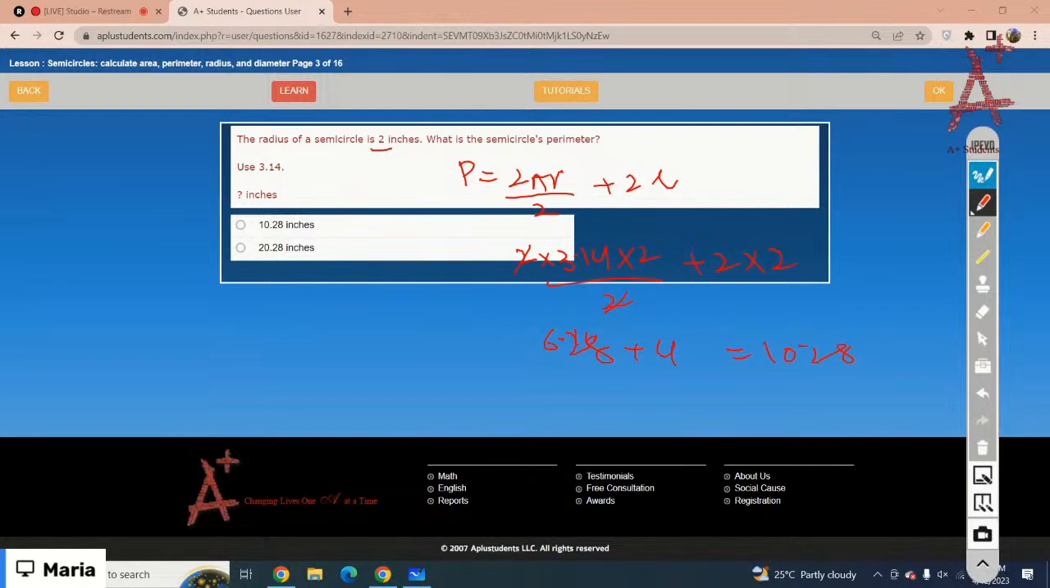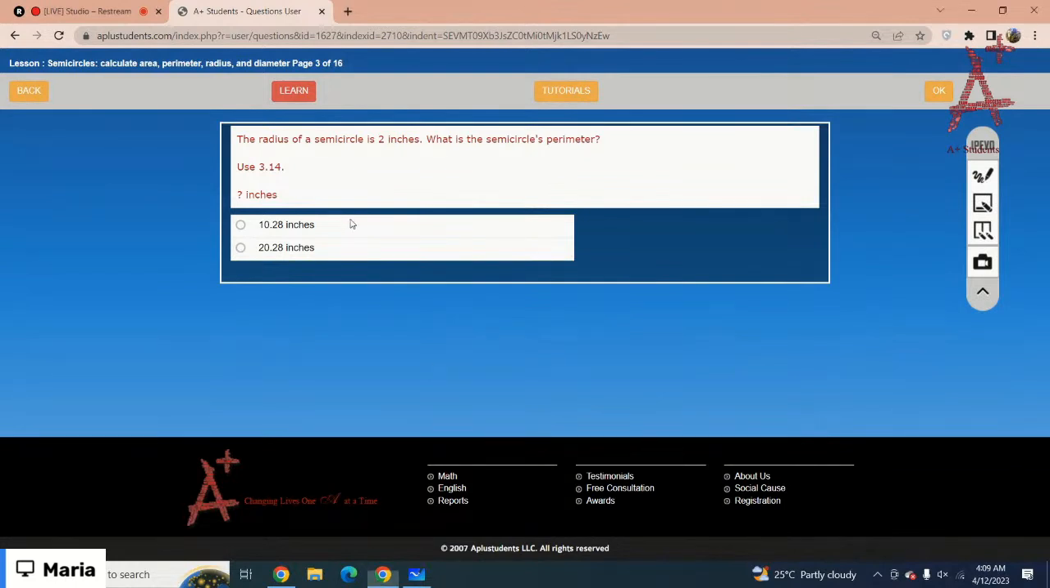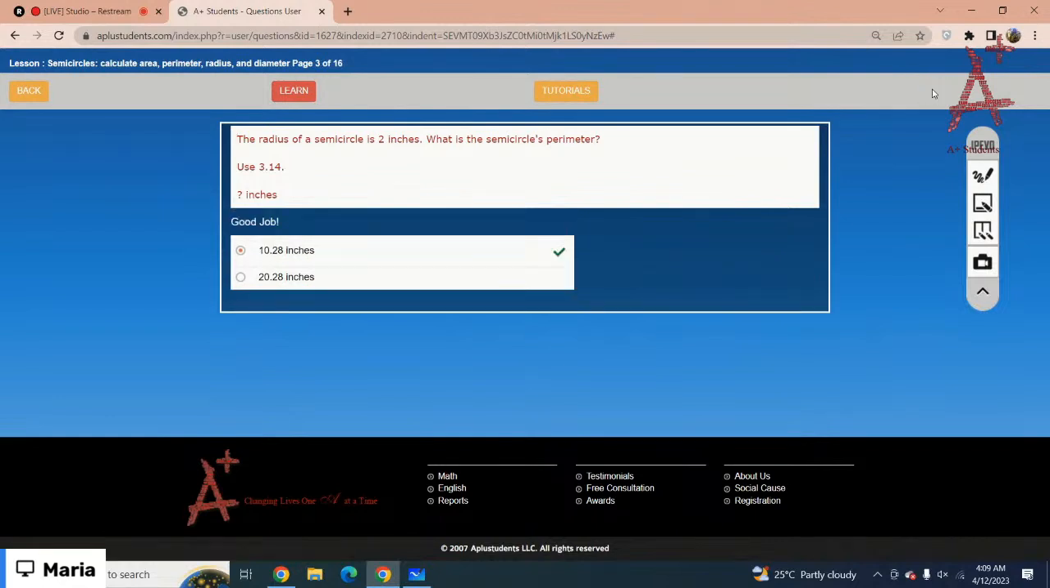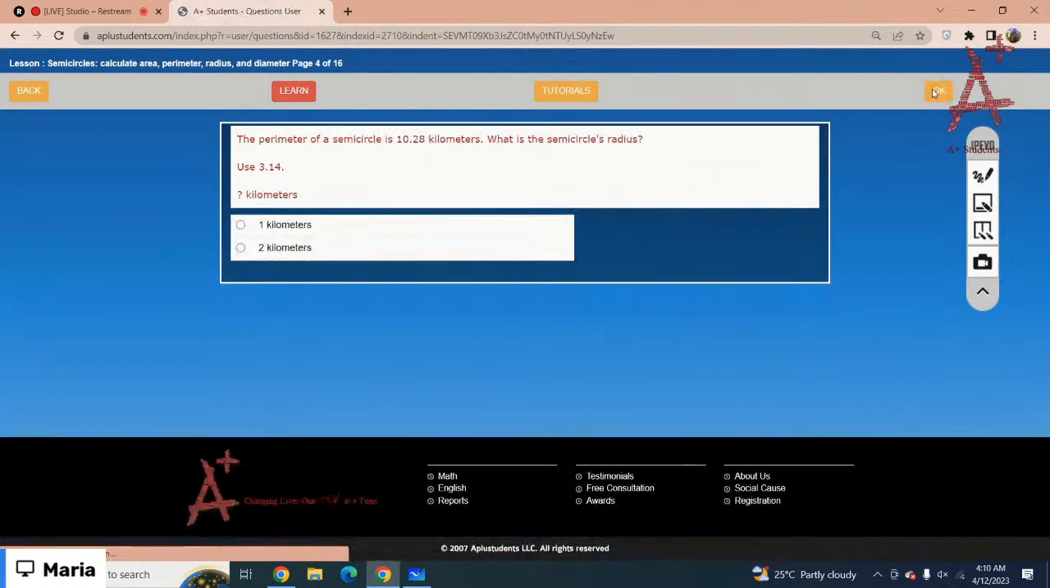Okay, just select the correct option. That would be 10.28. Got it? The perimeter of the semicircle is 10.28.